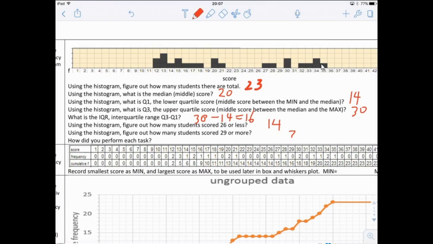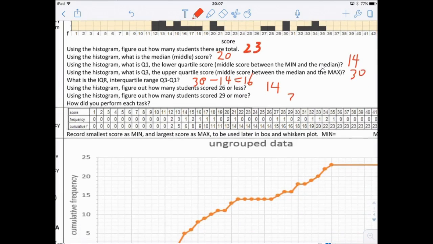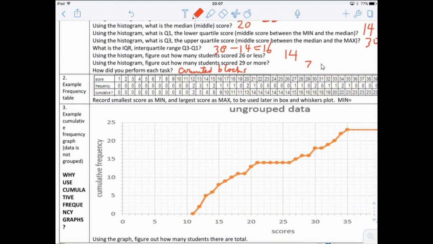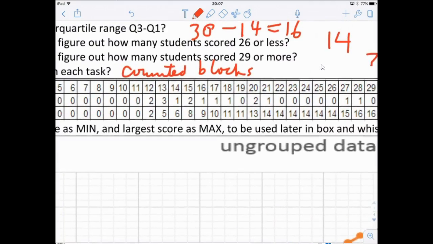All right. How did you perform these tests? Well, I didn't do anything fancy. I just counted blocks, right? I counted blocks. All right. Now we're going to figure out a better way to answer questions like that, like, how many people got this or less? How many people got this or more?